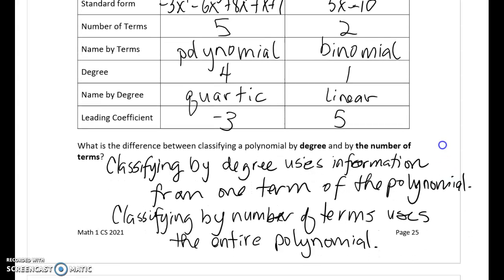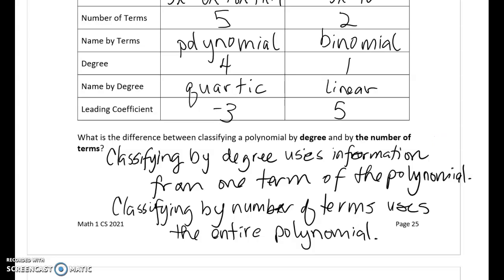All right, let's finish up by answering this last question. What is the difference between classifying a polynomial by degree and by the number of terms? When you're classifying by degree, you are using information from only one term of the entire polynomial, usually the lead term. When you're classifying by the number of terms, you're using the entire polynomial.